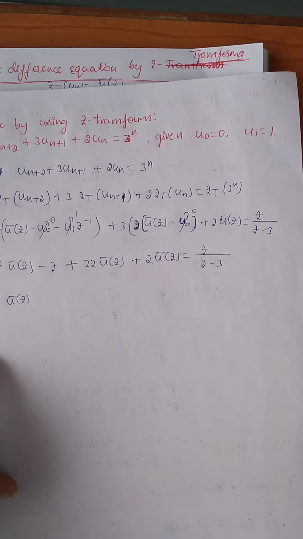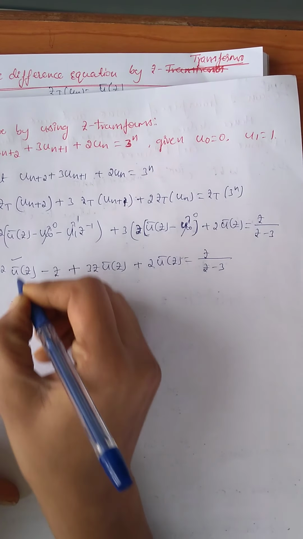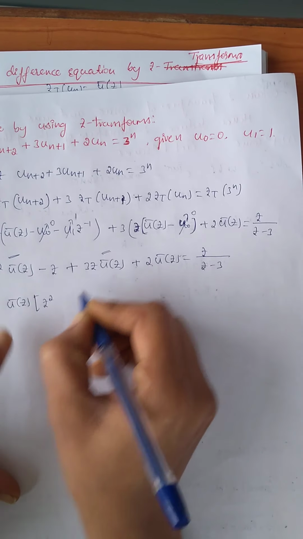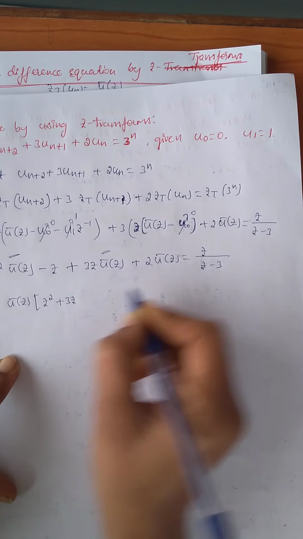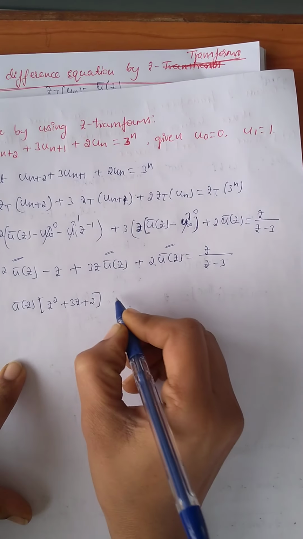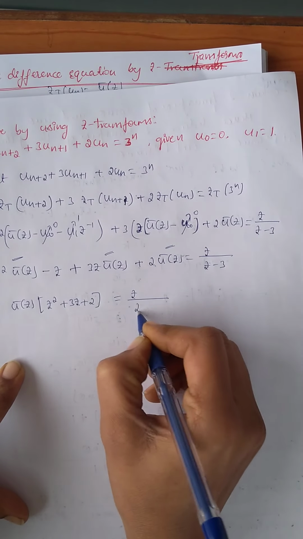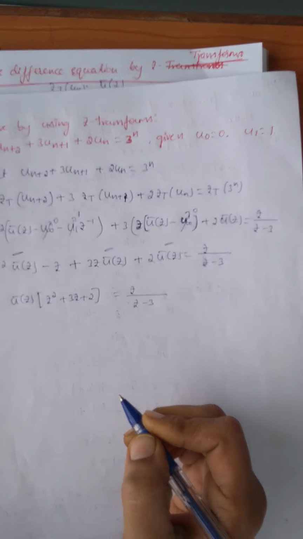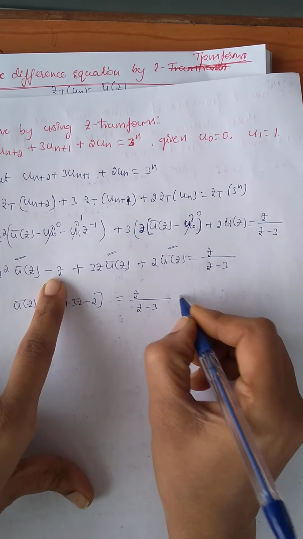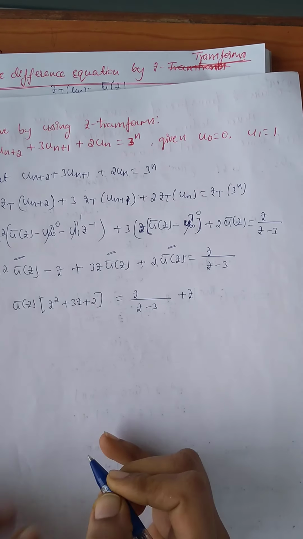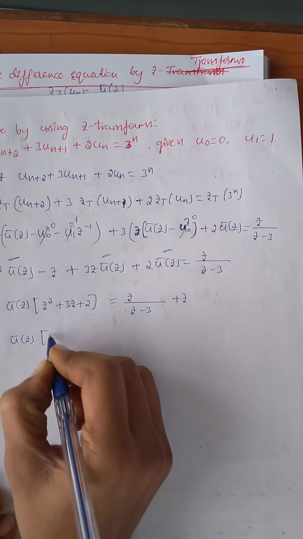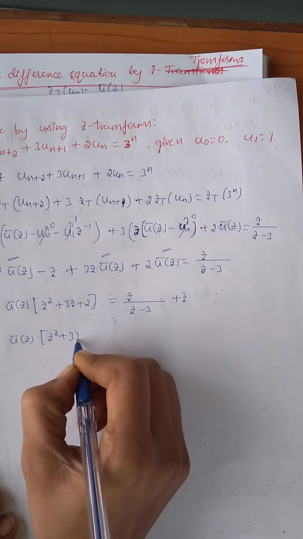So therefore, ū(z), if we take it common, the first term has coefficient z², the third term has coefficient +3z, and the last term, if you take ū(z) outside, gives +2. The remaining is z/(z−3) minus z. If you transfer this side we get plus z. This implies ū(z)(z² + 3z + 2).